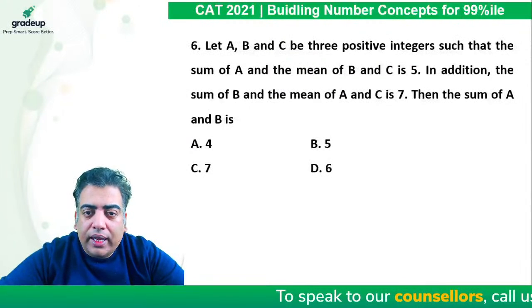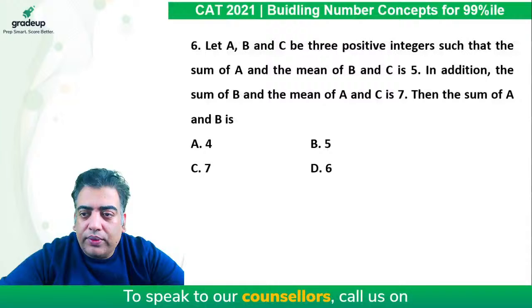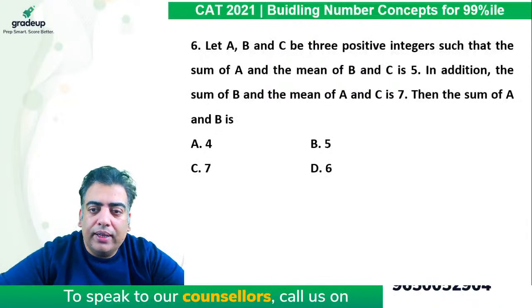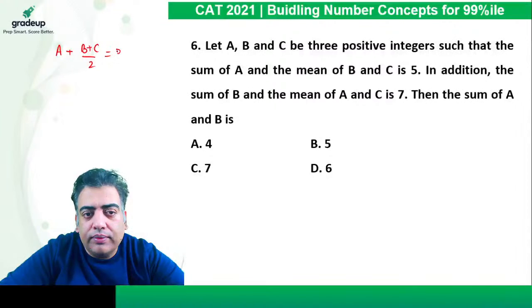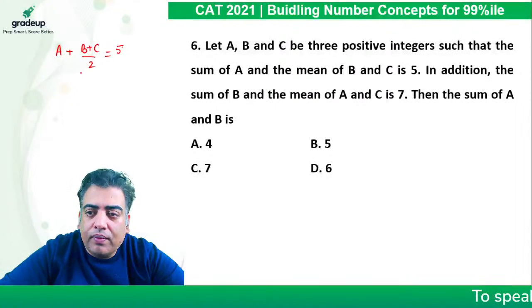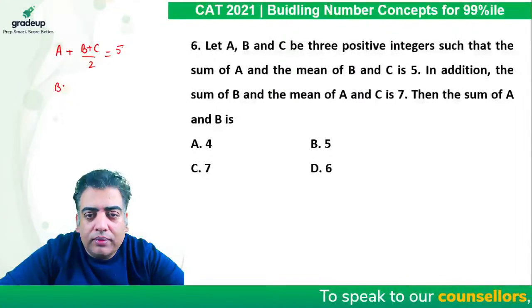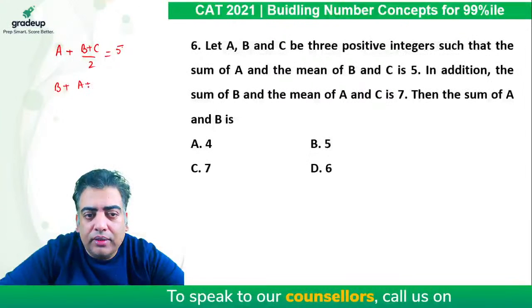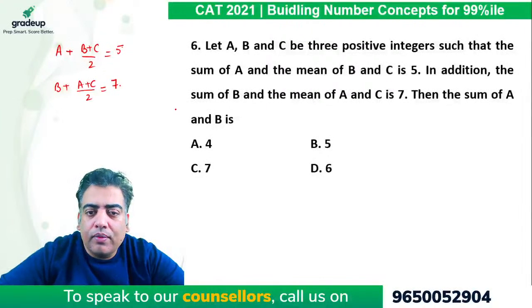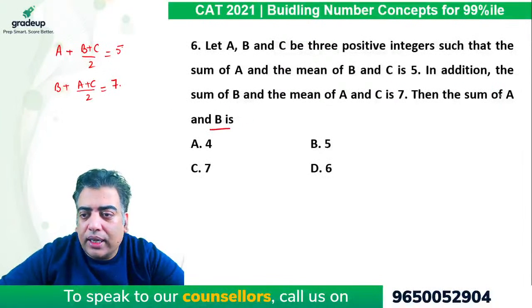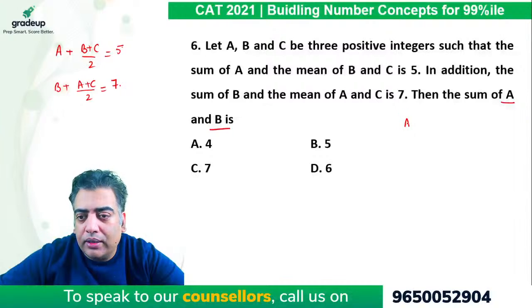Here it says, let A, B, and C be three positive integers such that the sum of A and the mean of B and C, so the mean of B and C is B plus C divided by 2, is 5. In addition, the sum of B and the mean of A and C comes out to be 7. Then in the question he is asking for the sum of A and B.